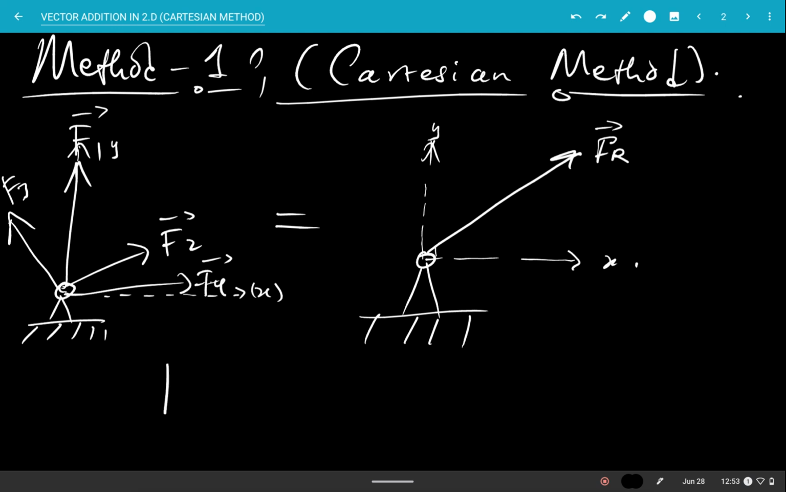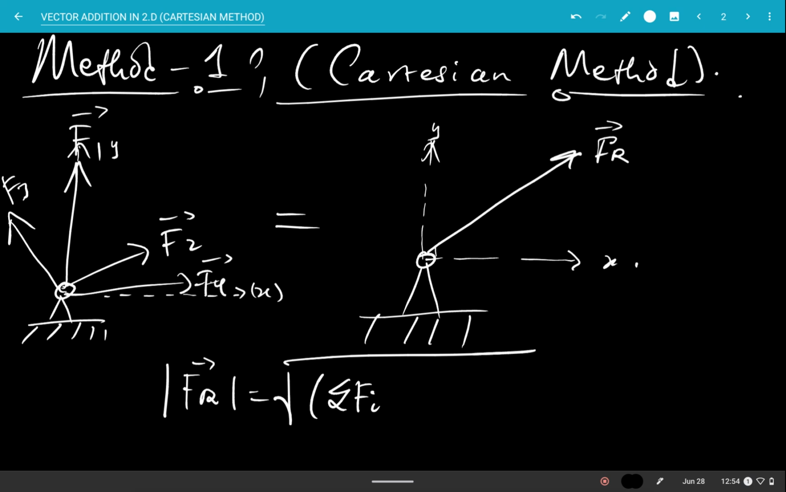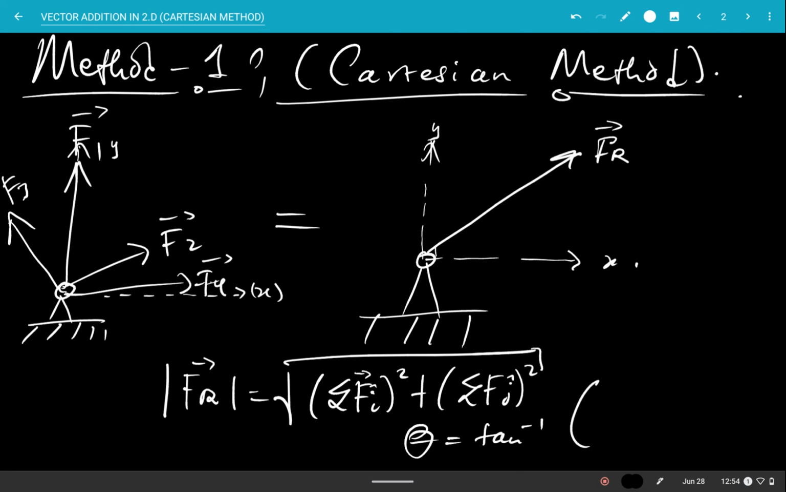To find the magnitude of the resultant, we use the same procedure. Magnitude is equal to the root of the summation of the forces in the i component squared plus the summation of all the forces in the j component squared, and you'll find your magnitude. Same thing with the direction. The direction will always be the tan inverse of the absolute sum of the components in the j over the sum of the components in the i. After that, you consider the quadrant in which the resultant falls.